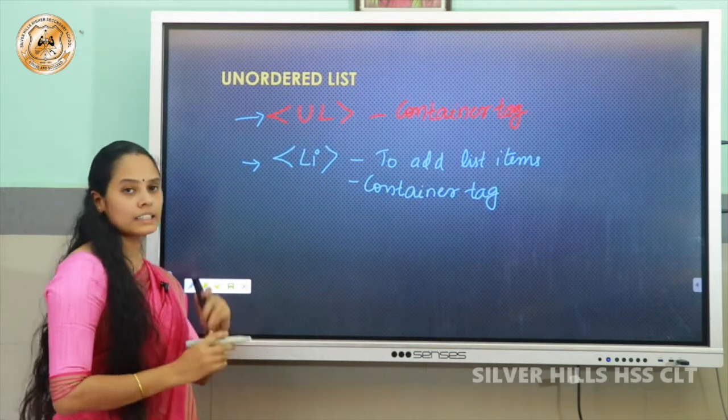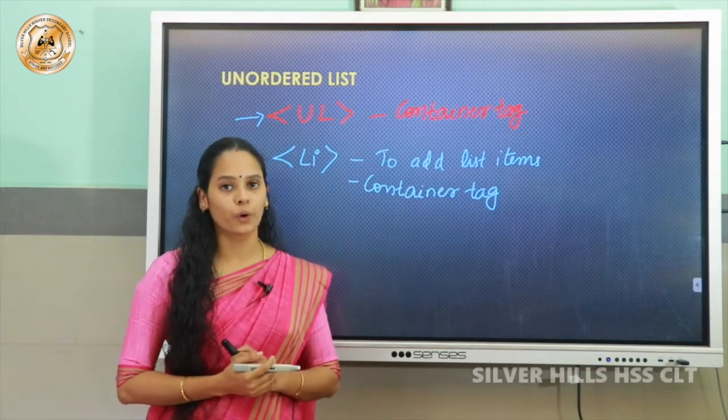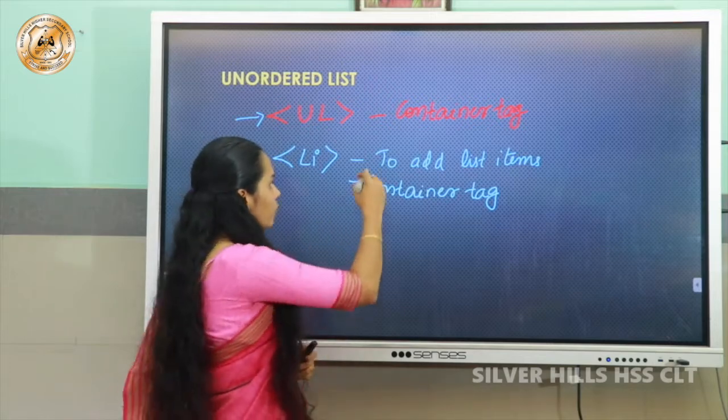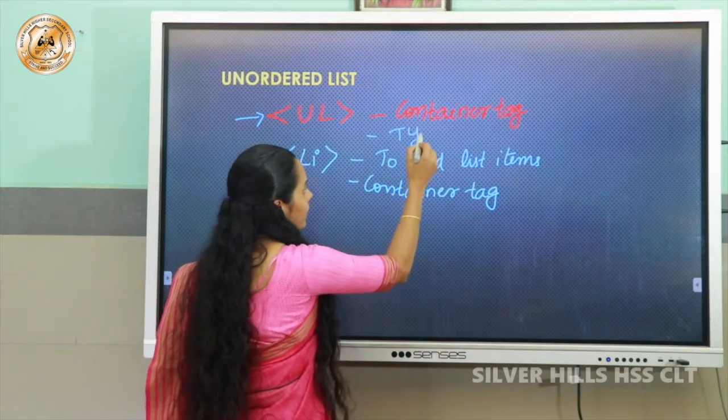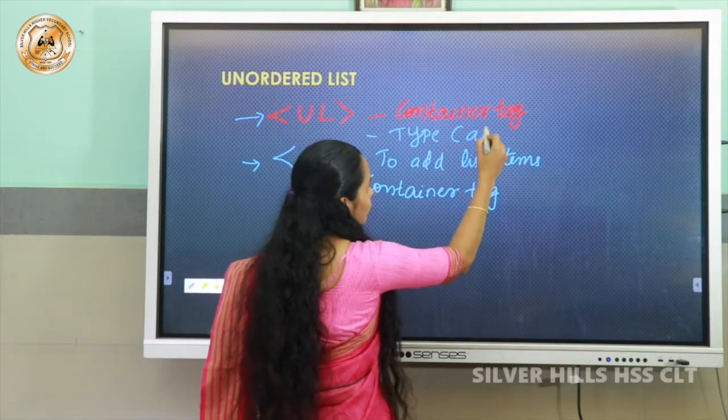And this UL tag has an attribute called type. I will explain the need of this type attribute. The attribute of the UL tag is what? Type.